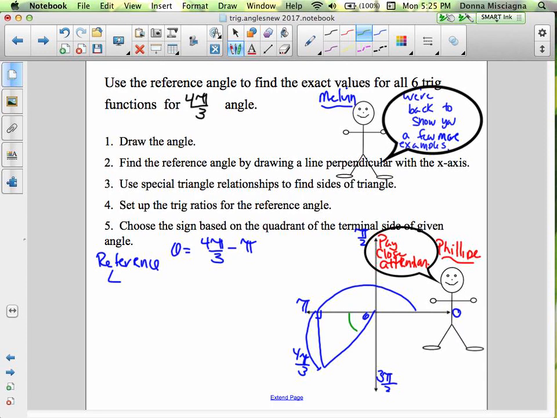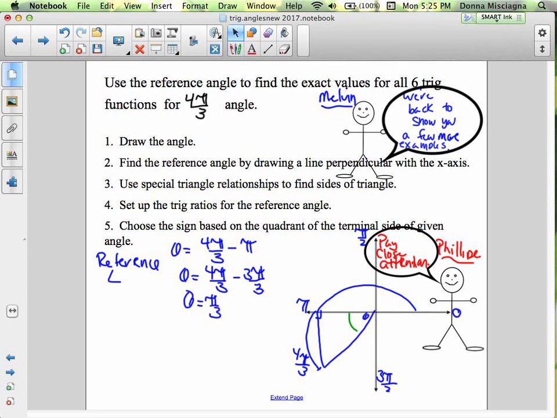Well, I need a common denominator here, so I can subtract. So theta is 4 pi thirds, and pi would be 3 pi thirds. That's what 1 would be, right? 3 over 3, that's the same as 1. So 4 pi thirds minus 3 pi thirds, that is pi thirds. So this angle right here is pi thirds. Now pi thirds is the same as a third of 180 degrees, or 60.